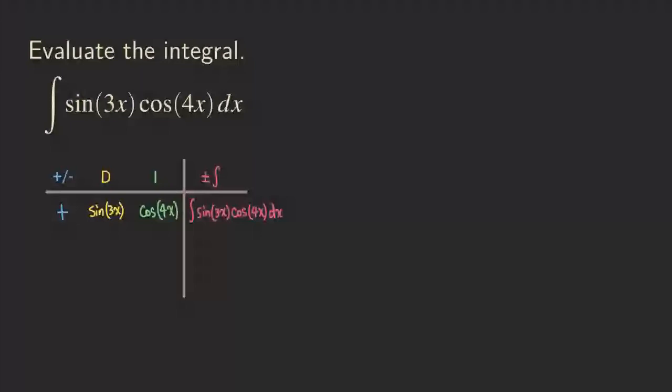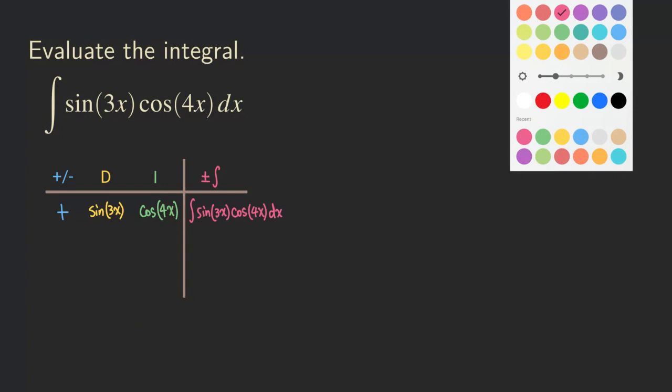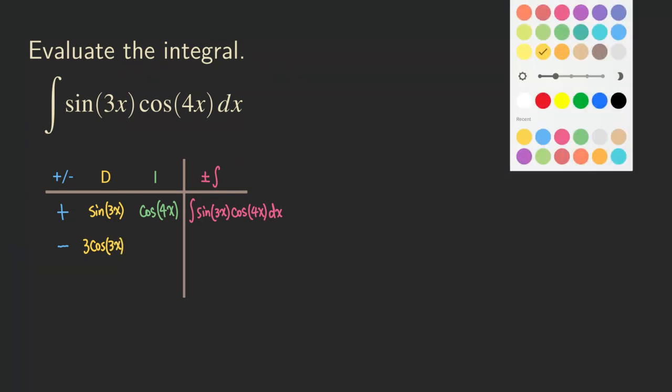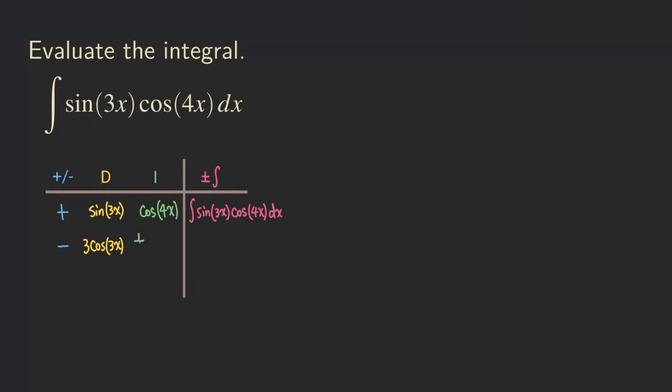Okay. So now, the next step is that we are going to be going down the columns. And for this one, we need to do it twice. If you have watched my other video where there was a product of an exponential function and a trig function, then you can see that we've got to do it twice because we are also going to go in a loop. So now, what are we going to do here? We are going to differentiate. So we differentiate, and we are going to be getting 3 cosine of 3x, and then we are going to integrate, which would be 1/4 sine of 4x.